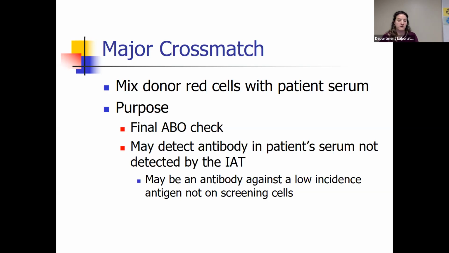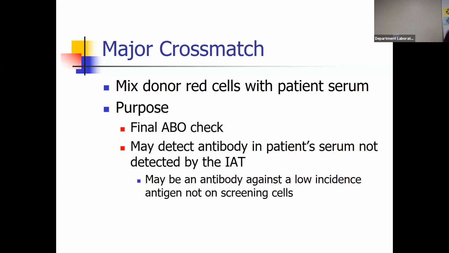And then if your patient has a positive IAT and you identify a clinically significant antibody, your crossmatch is essentially just an extension of your IAT. You're just changing what type of cells you use, right? So in the IAT panel, you're using commercially manufactured cells, correct? In the crossmatch, you're still using patient plasma, but you're using donor cells for your antigen source. Okay, does that make sense to everybody? It's still just like your IAT.